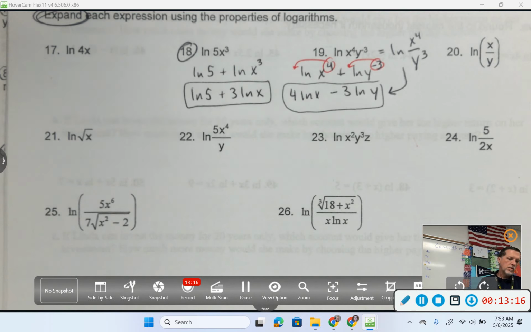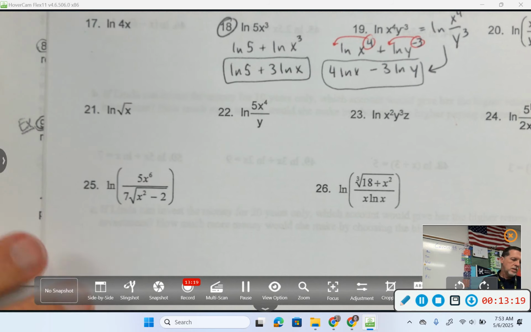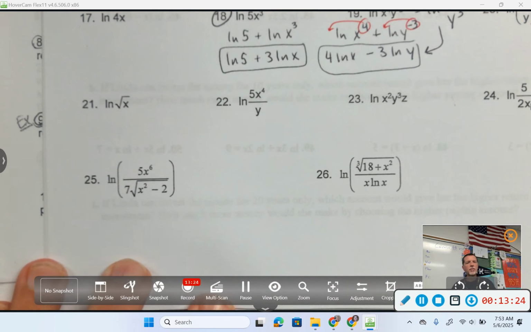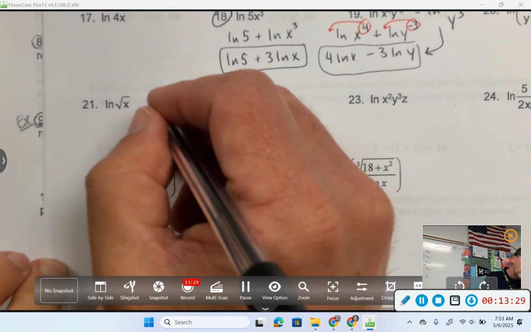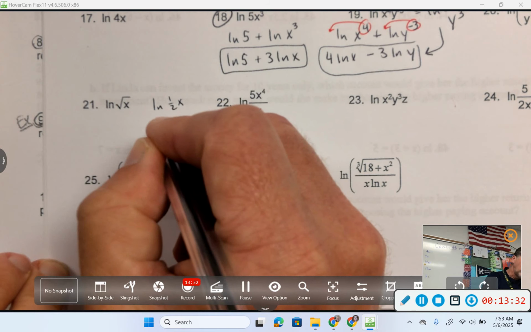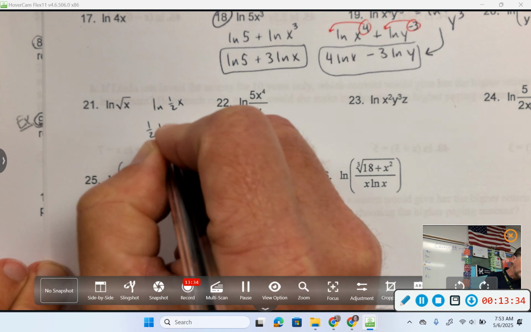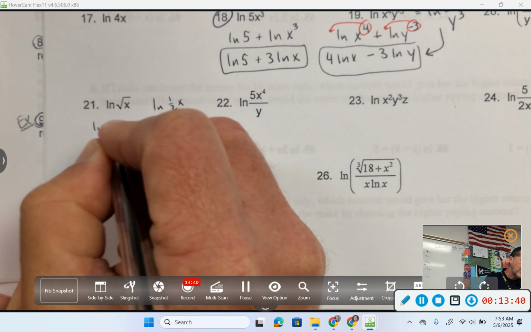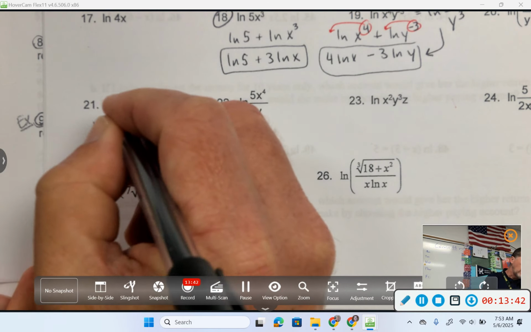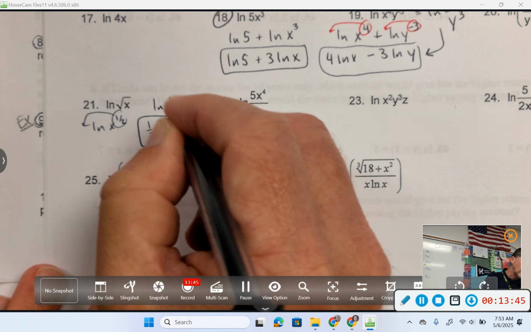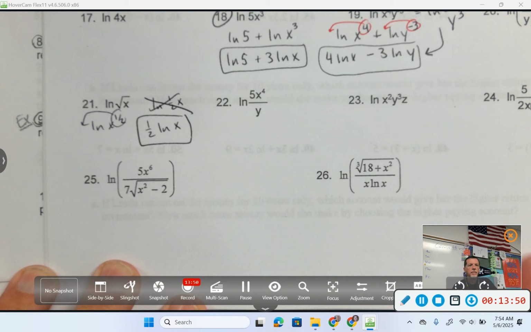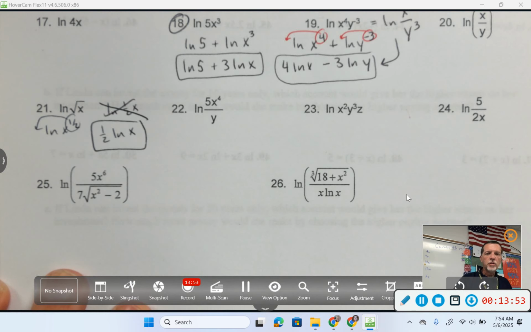Which one? 21? When you say multiply them by 1/2, you might be right. I'm not sure. Like, do you want this? Do you want this? Yeah, that's a power of 1/2. So that 1/2 can come down front and give us this. So keep doing what you're doing. Work through 26.